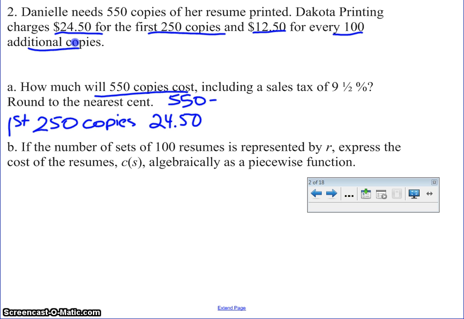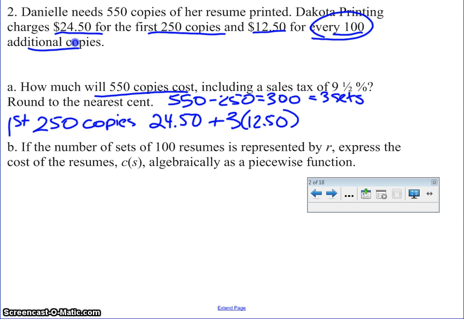We started with 550 and we've taken care of 250, so we have 300 left. It says each additional set, or additional 100, is $12.50 apiece. So I know that 300 equals 3 sets. So it's 3 sets times the $12.50. When I multiply that out, I get $24.50 plus 3 times $12.50, which is $37.50, for a total of $62.